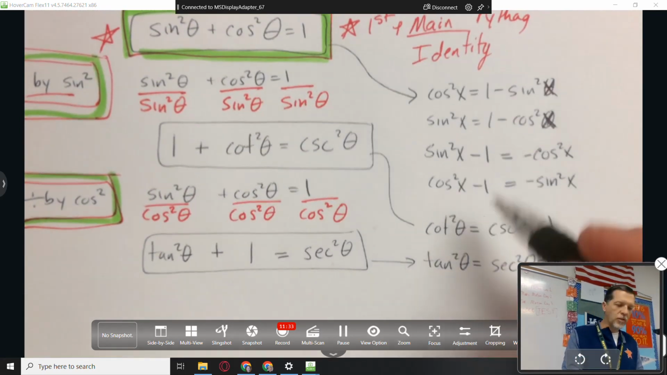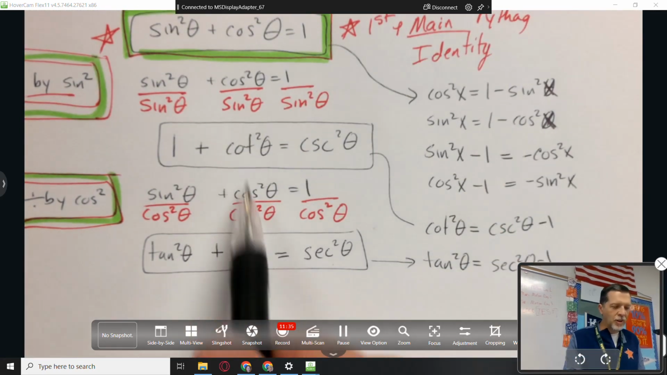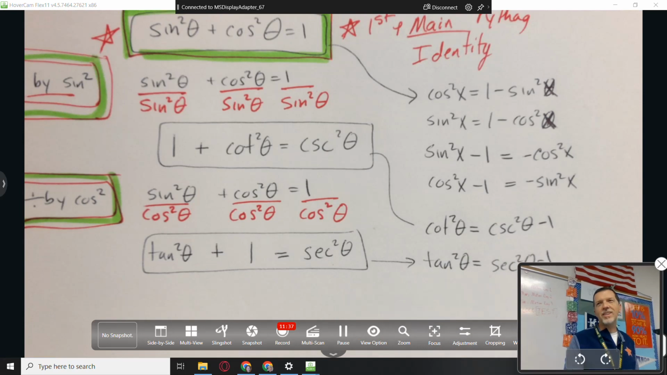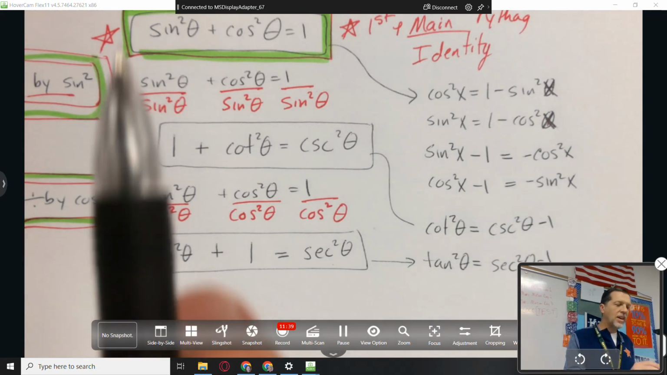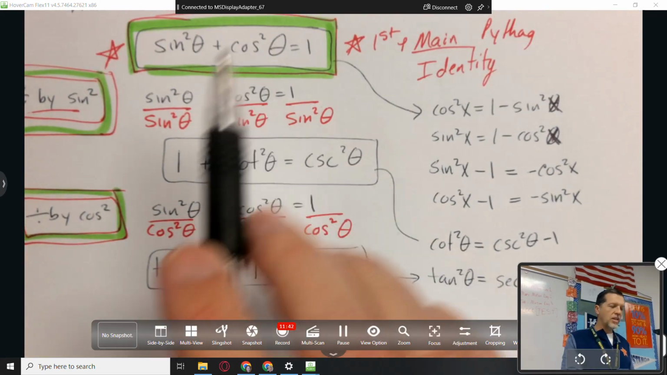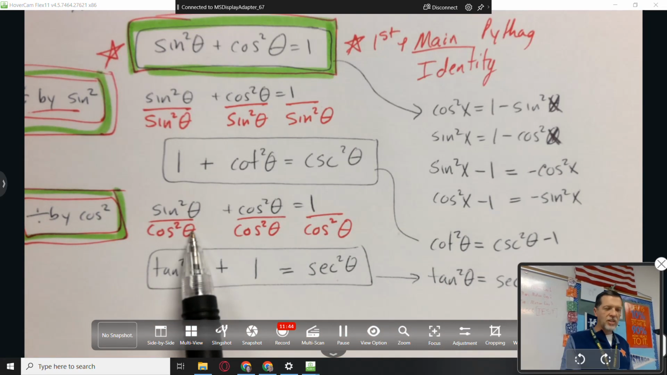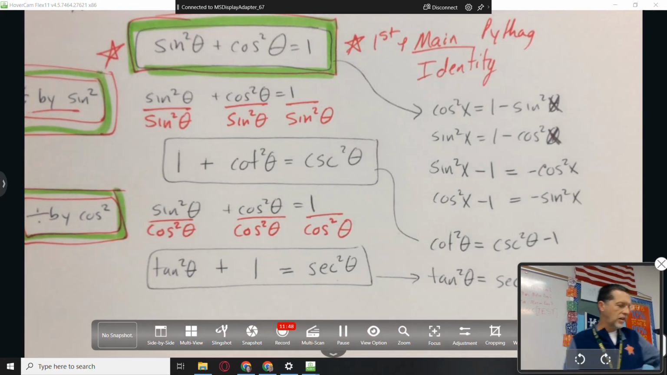And so this further illustrates why you don't want to memorize these, because you can get things mixed up too easily. Sine squared plus cosine squared is 1. Divide by sine squared, divide by cosine squared, and then be able to move things around to get what you need.